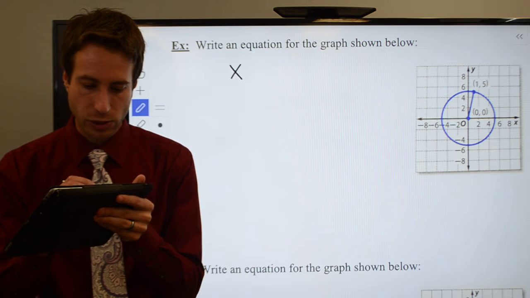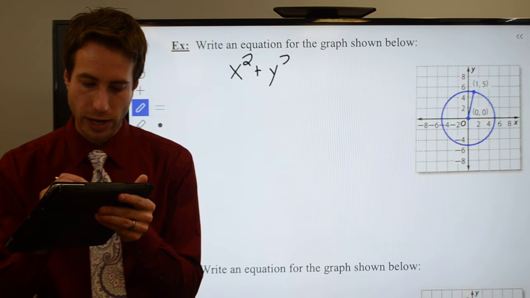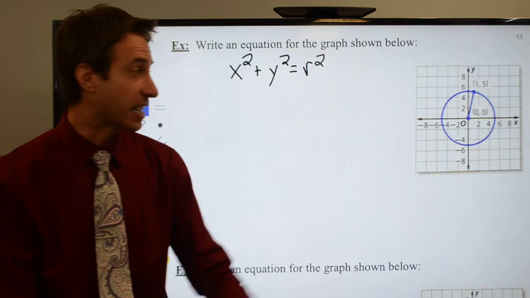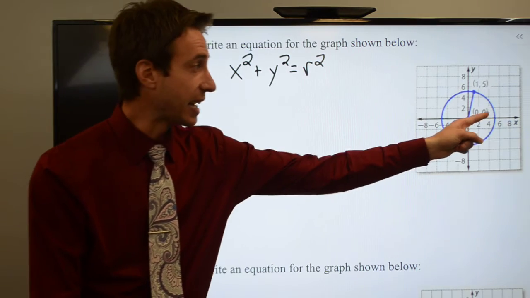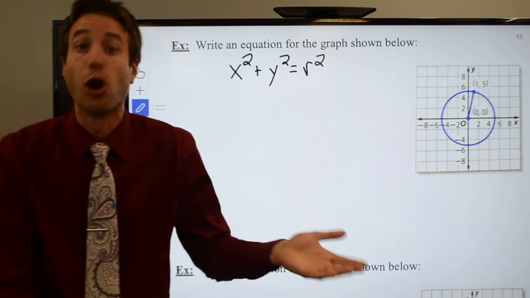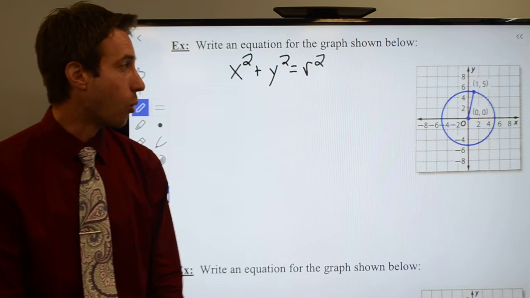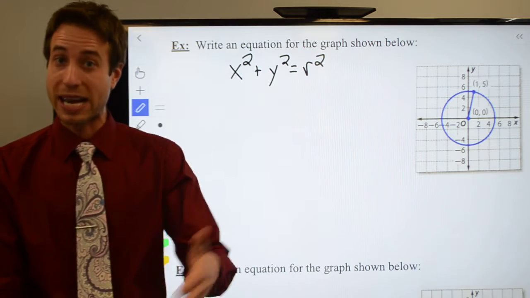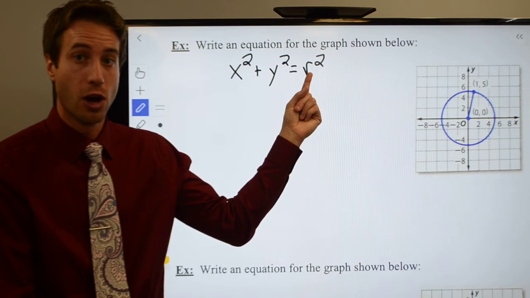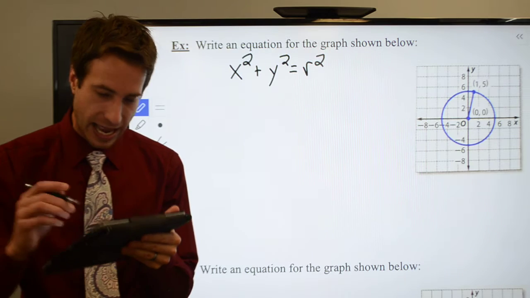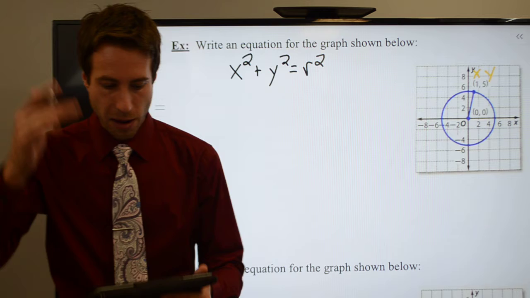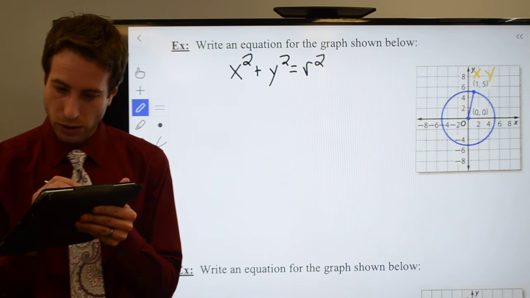You need x squared plus y squared is equal to r squared. And again, that is because h is 0 and k is 0. Plug in a 0 for h, plug in a 0 for k, they just go away. You're left with an x squared and a y squared. So to finish writing my equation, the only thing I need to do now is figure out r squared. And I gave you an x and a y. Plug them in and you're all set to go.